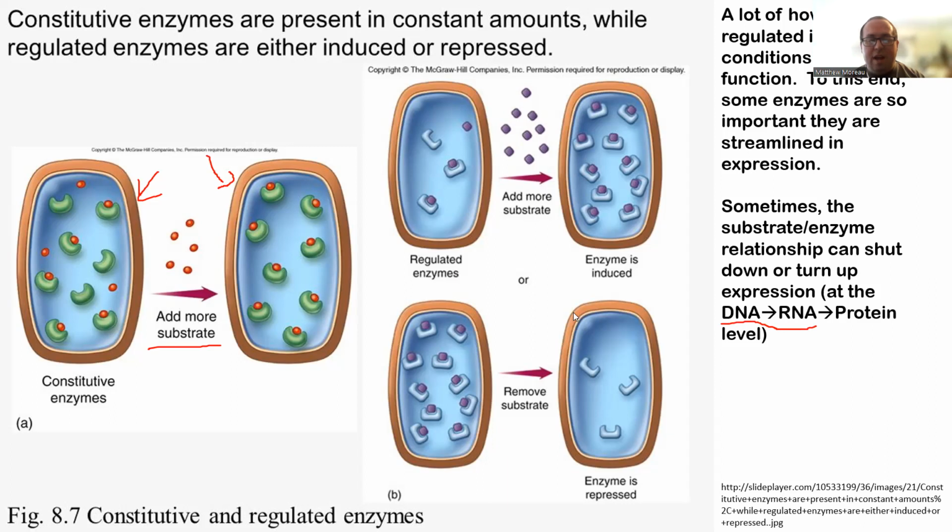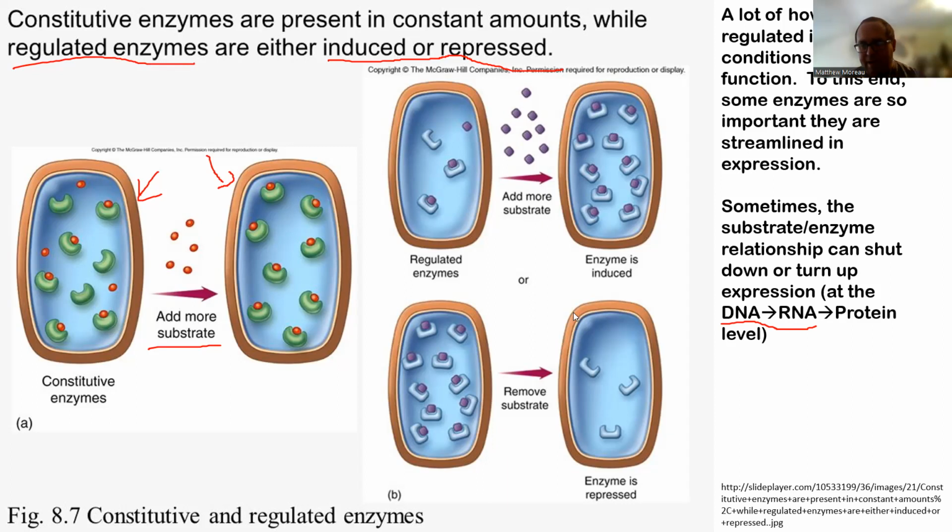So constitutively active, or constitutively expressed, enzymes are ones that are always at a constant number of enzymes from the DNA to RNA to protein level. The other type we have are induced and repressed, or regulated, enzymes. So these are regulatable enzymes.